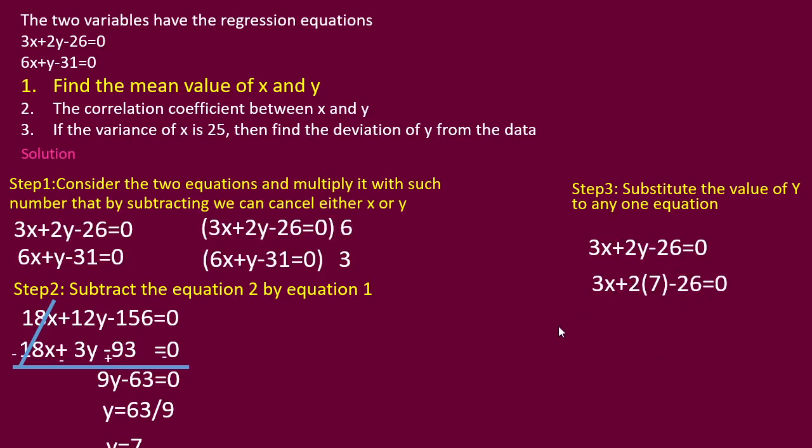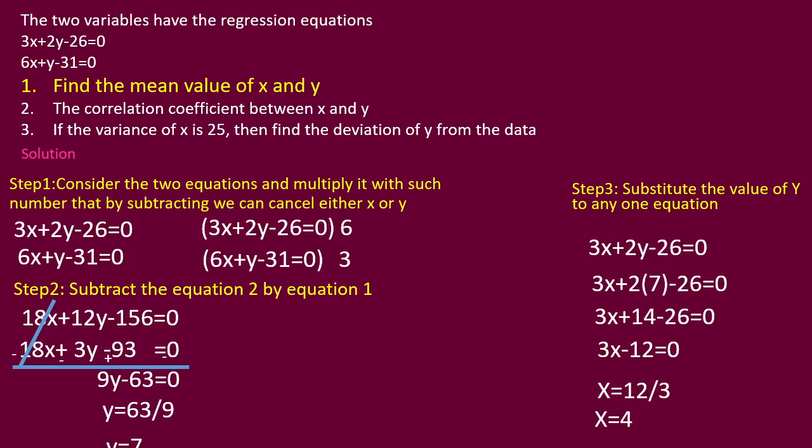Minus 26 equals 0. And here 3x plus 2 into 7 is 14. Minus 26 equals 0. And here 3x plus 14 minus 26, the difference is minus 12. And here x equals minus 12 will become plus 12, and multiplied by 3 will become divided by 3. So x equals 4.